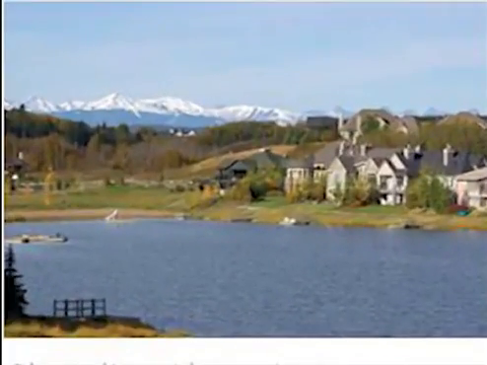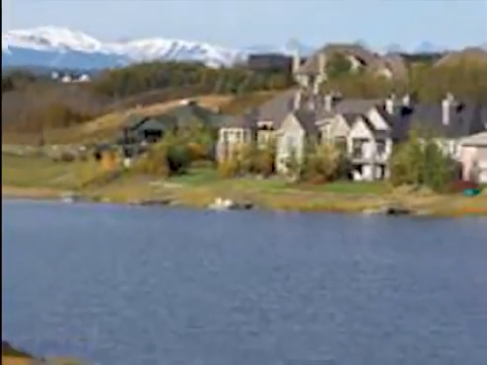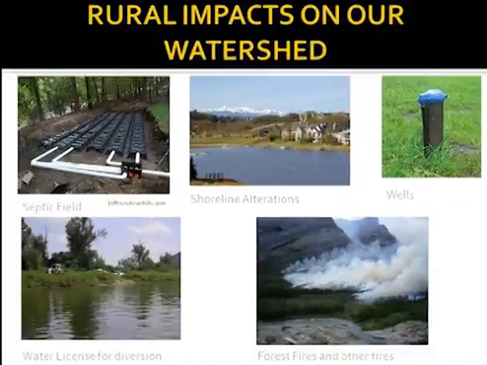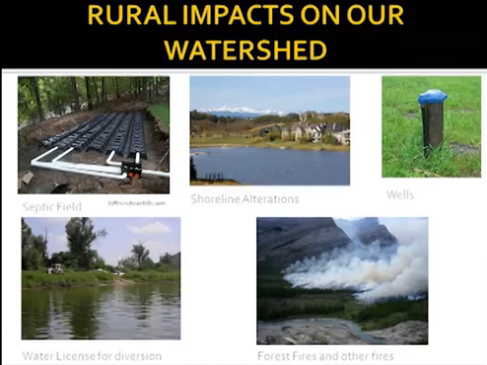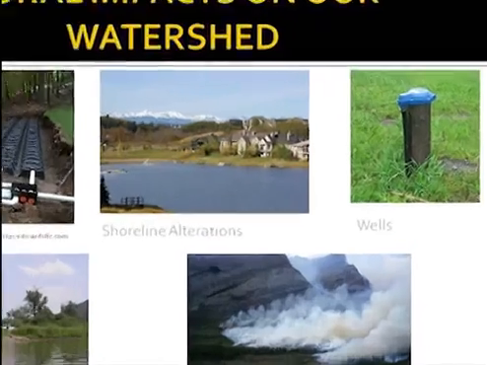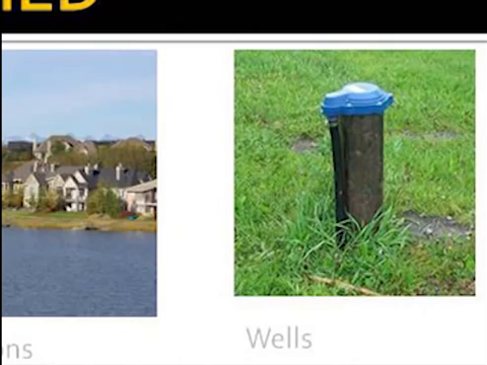Shoreline alterations, we see quite a bit where people have put Kentucky bluegrass right down to the lake edges, or they've brought in riprap along the edges and have allowed for the phosphorus and the nutrients to easily flow into the lakes. Wellheads, again, our urban kids they just think that water comes out of the tap. They don't think about where it comes from.